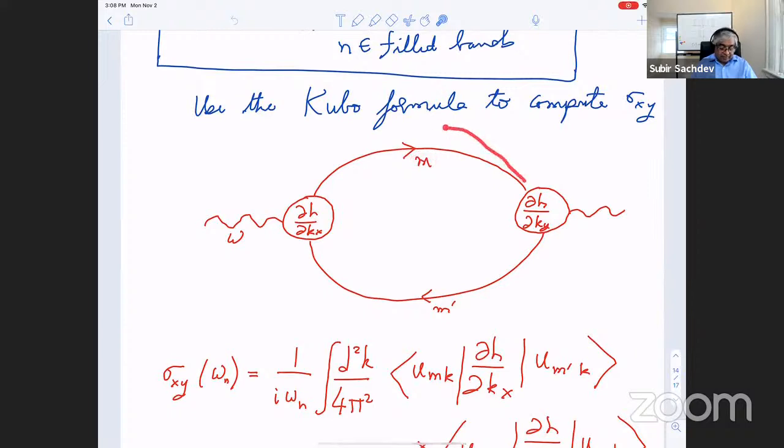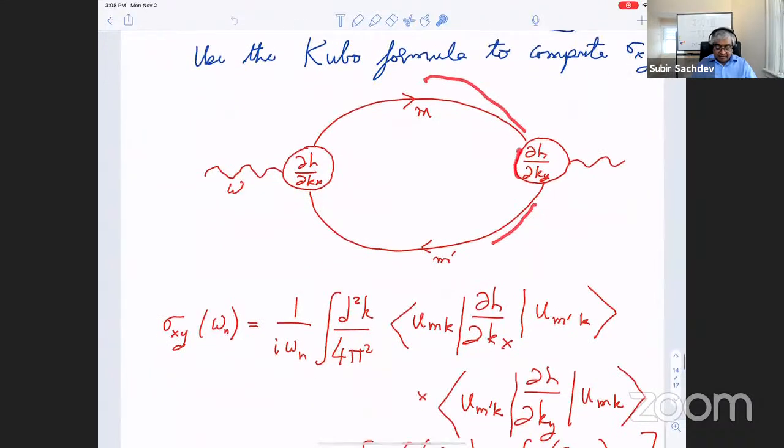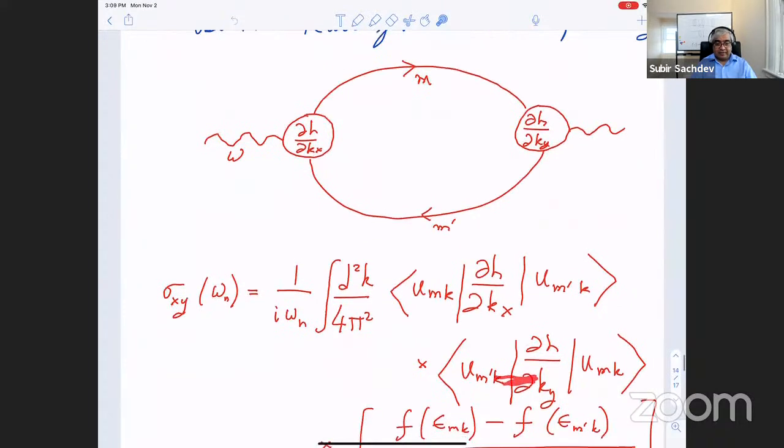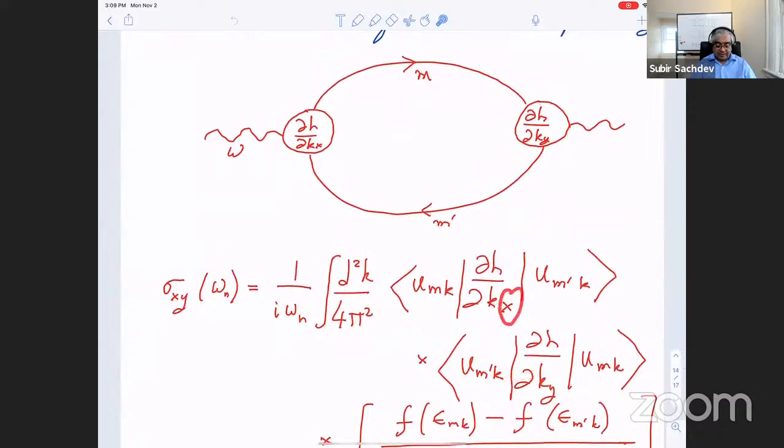So you have a band index M here and a band index M prime here. So this particular vertex will give you the matrix element between the band M and the band M prime. That's this thing that comes from that vertex. And this vertex here will give you this matrix element. Or vice versa. Sorry, d by dkx is over here, and d by dky is over here. Okay, so that's what these vertices give you.